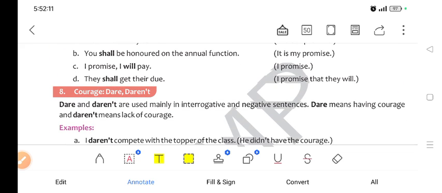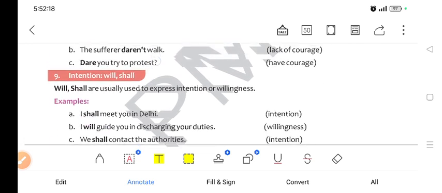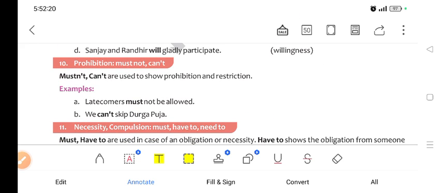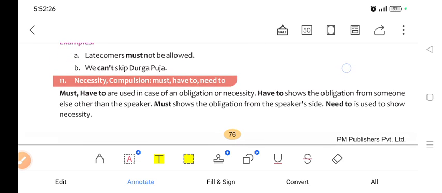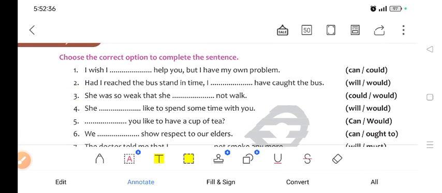Then courage: for courage we use dare and dare not. Then for intention we use will and shall. Prohibition: must not, cannot, like latecomers must not be allowed. We can't skip the Durga Puja, so this is a kind of prohibition. Now necessity and compulsion: we use must, have to, need to. Let's try out one.